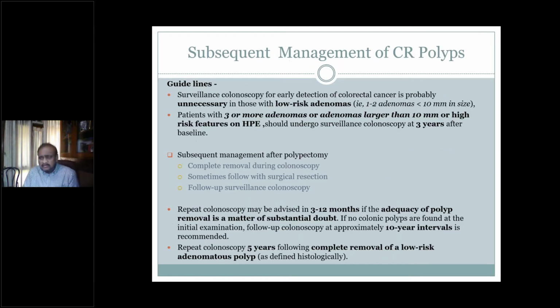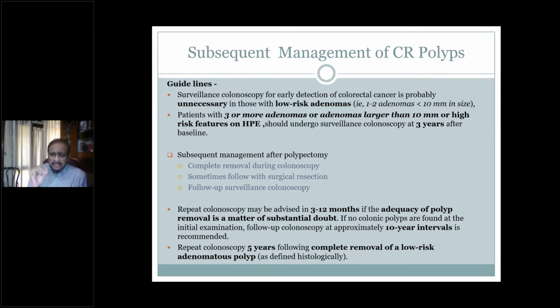So what do you do in the subsequent management of a colorectal polyp? The guidelines are pretty clear. If you're not doing any kind of surgery and you would like to wait, when can you wait? A surveillance colonoscopy basically means that you keep surveying this patient. When? Number one, in a low risk adenoma, that means 1 or 2 adenomas with less than 10 millimeter in size, you can afford to leave it behind, and it is probably unnecessary to do a surveillance. That means you do a colonoscopy once and then you can forget about it.